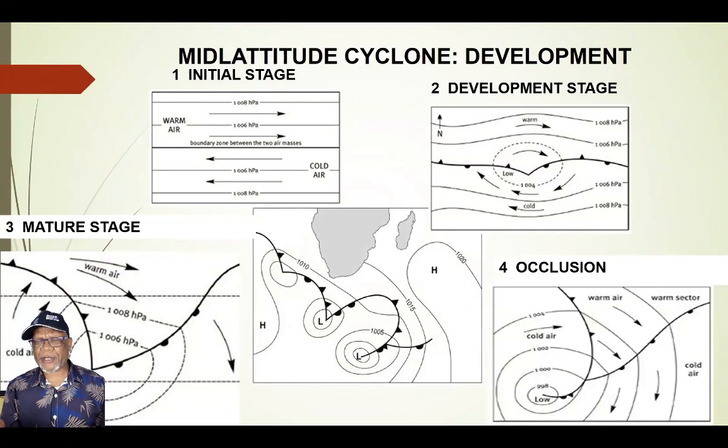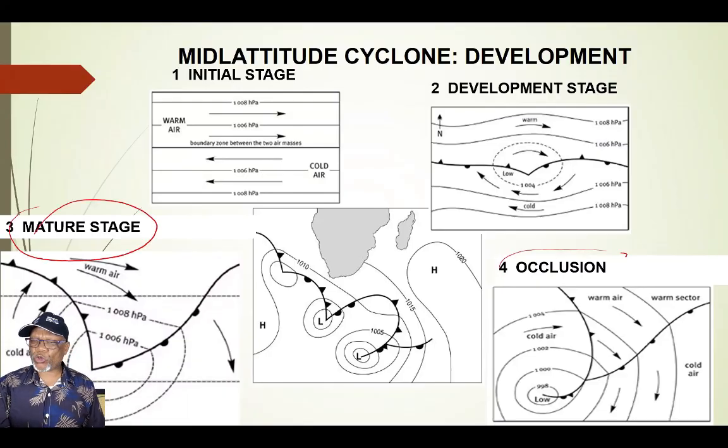So these are different stages of development. Usually these stages of development, you'll get them when you're looking at short questions. Then what else do you see here? Let's look at the important stages here. This stage is called the mature stage. Now, let's compare the mature stage to the occlusion stage. What do you see with the mature stage? The warm sector. This is the warm sector.